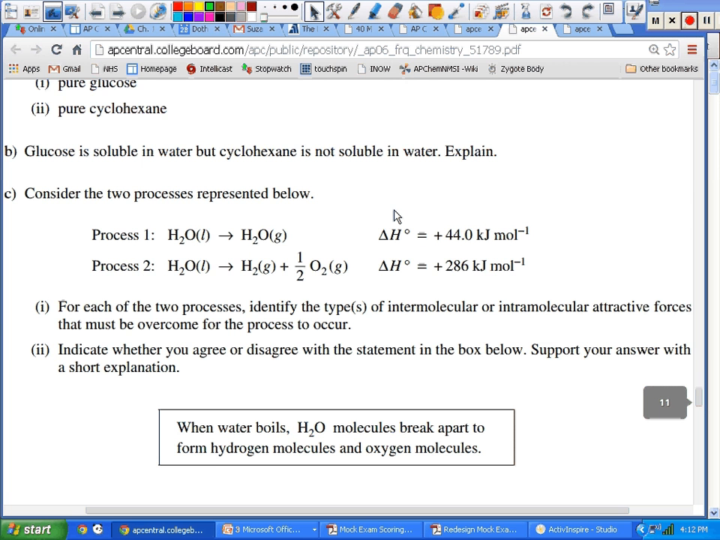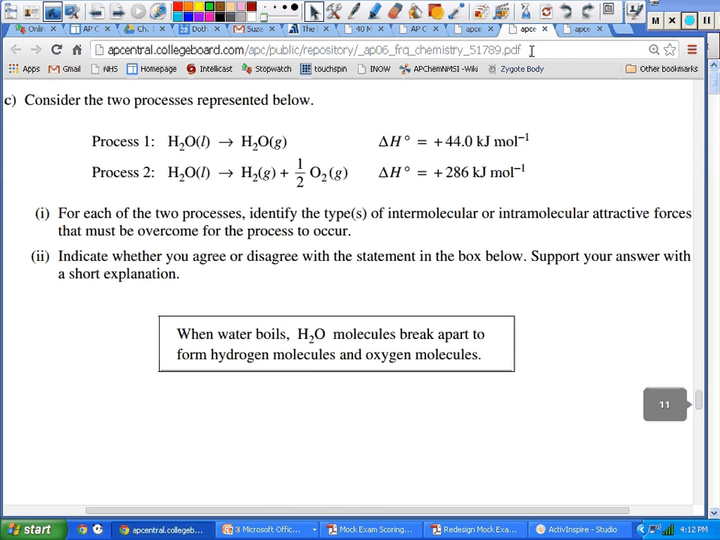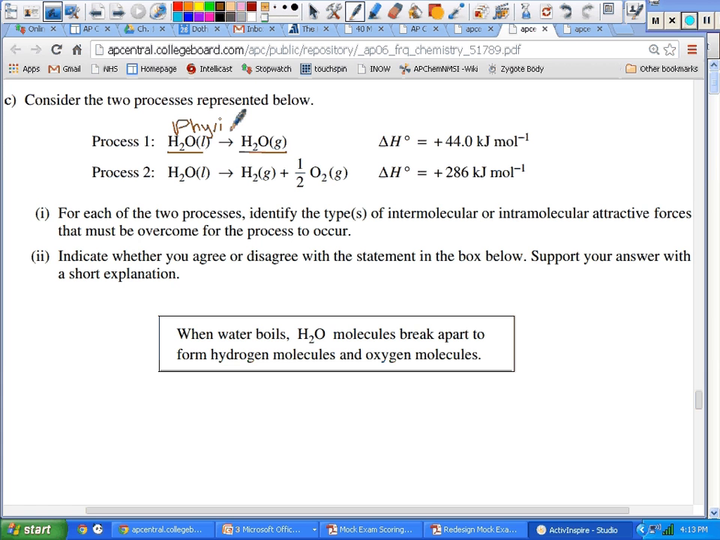Consider the process represented below. Now notice, anytime you have a reaction that has multiple steps, what is this thing called? A mechanism. Very good. Notice what's happening here. We have water going from a what to a what? A liquid to gas. So is that a chemical or a physical change? Liquid to a gas. That's basically you're taking two water molecules and you're separating them. Is it still water? Yes. This is a physical change.